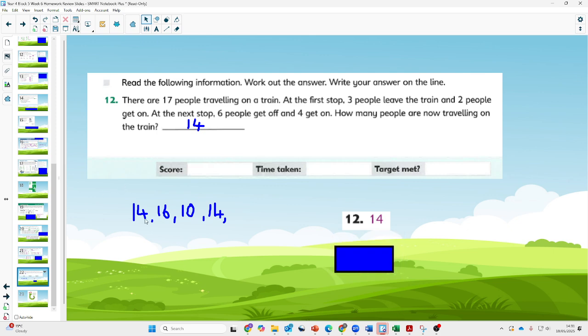So I would certainly keep a little record of that. Now, on here you can write your score out of 12. Hopefully it's a nice high one. You can even put the time that you took to do it. So say if it took you 3 minutes, you could write down the time there. And if you feel you've got a lot of them right, say 10 and above, you can certainly give it a tick as in target is met.